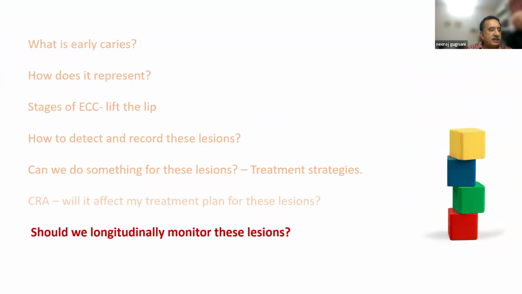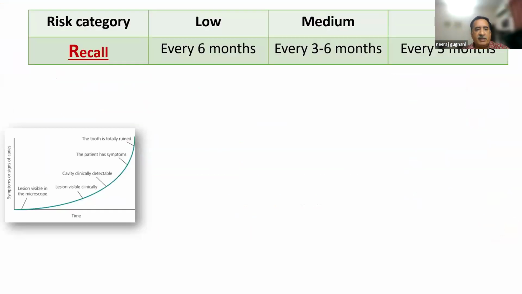So let's come to the last question. Should we longitudinally monitor these lesions? As I told you, these are the early white spot lesions. These are the lesions which will become cavitated if we do not intervene. But even if we intervene, if we don't monitor these lesions, how will we know that they are getting remineralized? So it is very important that we recall the patients. These are the three strategies as per the evidence: recall all the low risk patients every 6 months, all the high risk patients every 3 months, and medium risk every 3 to 6 months.